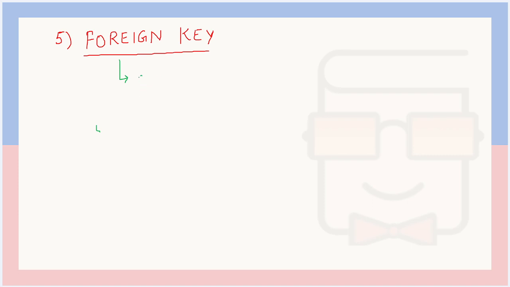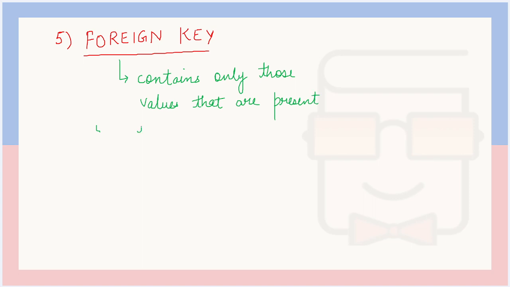So foreign key attribute contains only those values that are present in the primary key of another relation. Okay. Of another relation or another table, whichever word suits you, you can write down your answer in that manner.